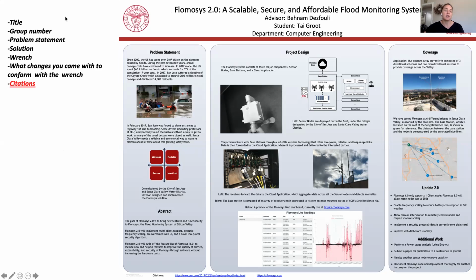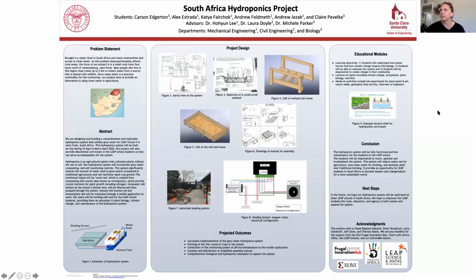Yours is going to look a little different. You'll still have a title just like this with your group number and names here. Your problem statement would probably look similar to this. Your solution's going to take up the most part with the wrench maybe down here. You can see how this has a lot of pictures. It's really important because it's a visual thing. And then here's another example, a South Africa hydroponics project. Again, you see the problem statement. You do not need an abstract on yours. You see some pictures here of the project design and some conclusions and so on.